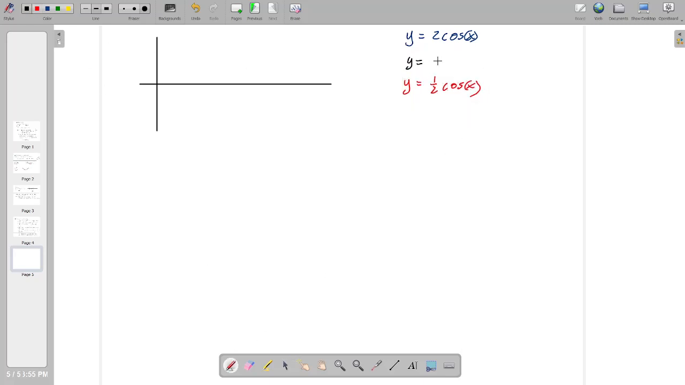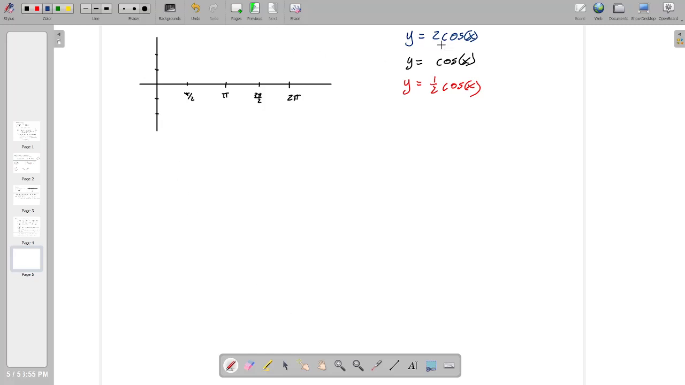And y equals cosine x. Go ahead and get one full period of cosine: pi over 2, pi, and 3 pi over 2. Now with the 2, that means that our vertical distance is going to be stretched by a factor of 2. So y equals 2 cosine means we stretch vertically by a factor of 2.